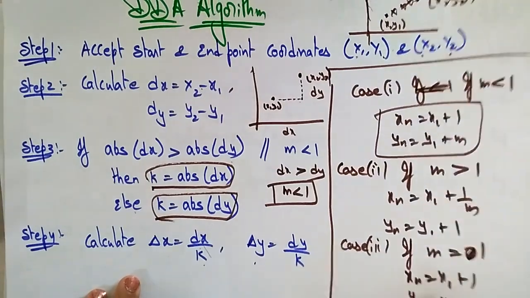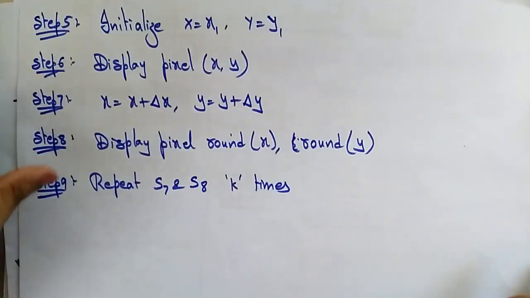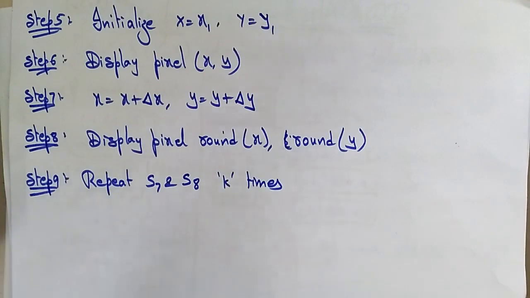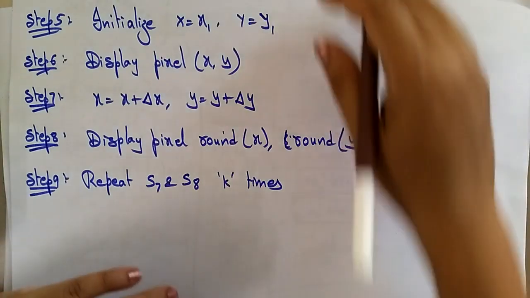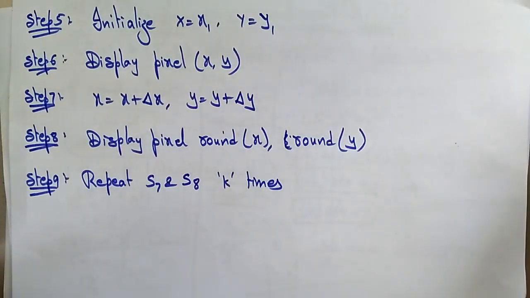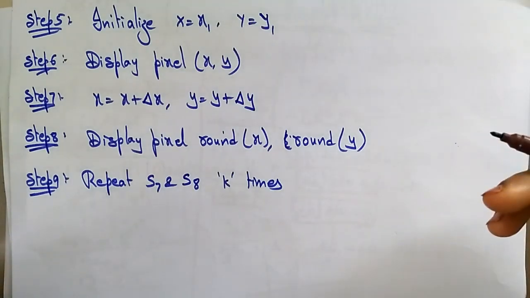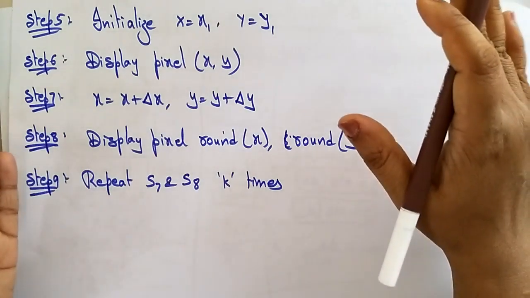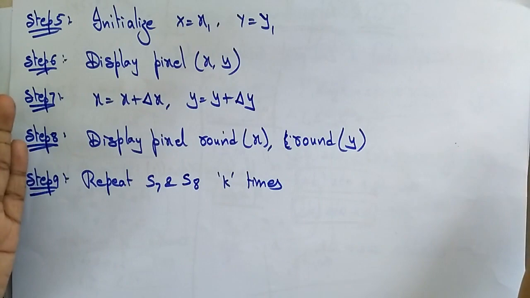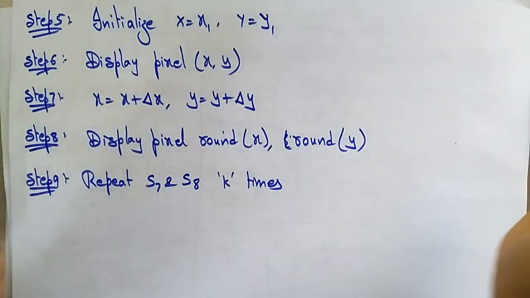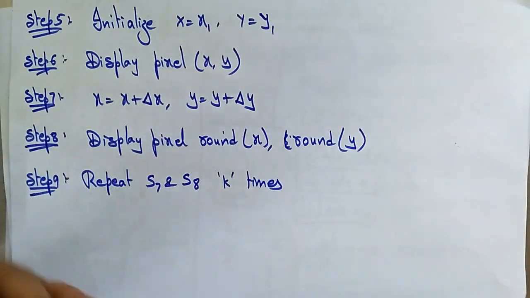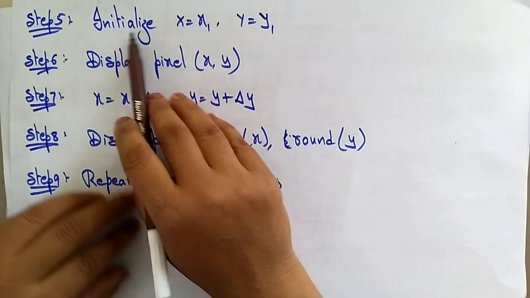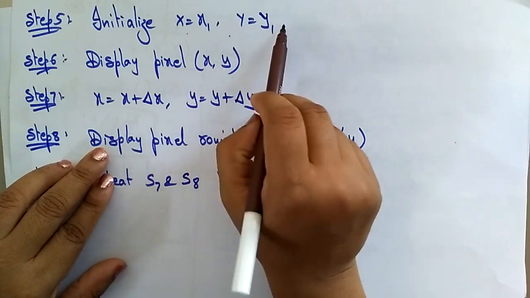Don't be confused. I'll explain this algorithm with an example. Then you will easily understand what this algorithm is. With the help of the example you can also write the algorithm, so there is no need to memorize it. If you are aware of the example, you can write the algorithm from it, so it works both ways. If you didn't understand this topic, take the help of the example and try to elaborate the algorithm. Initialize x equal to x1 and y equal to y1.